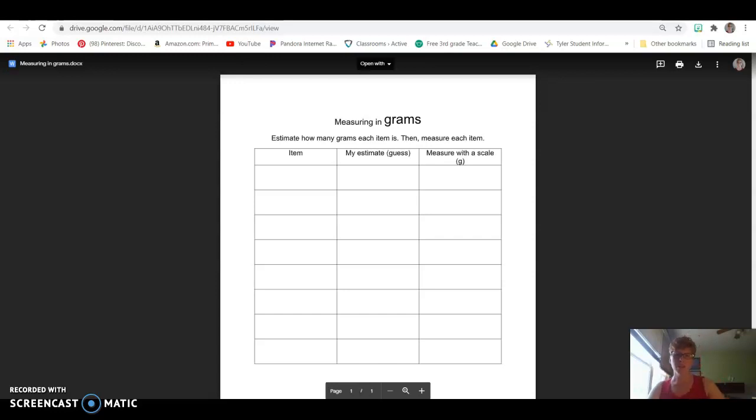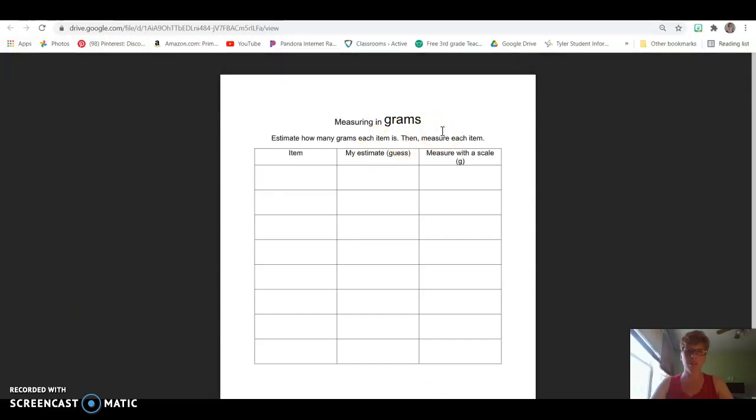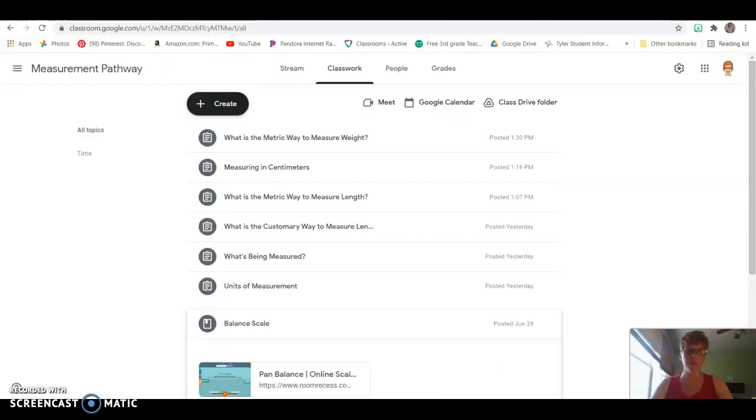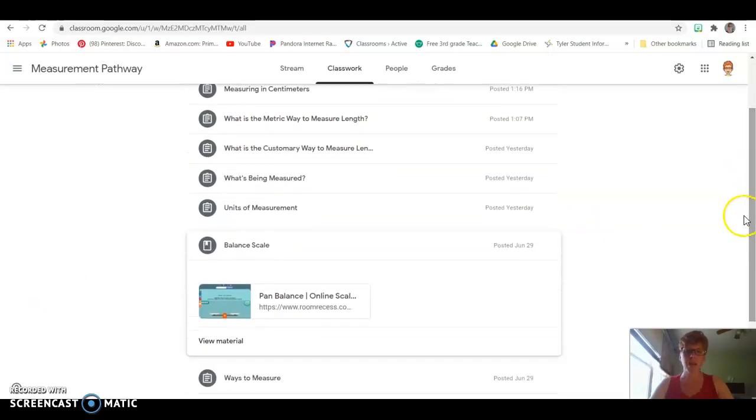This next activity is in the back of your packet. Gently rip out this piece of paper measuring in grams and write your name, number, and date on it. Then I want you to go to a website that is in your Google Classroom measurement pathway, and it is called Balance Scale. So go ahead and open that up. I've got it right here in front of us.